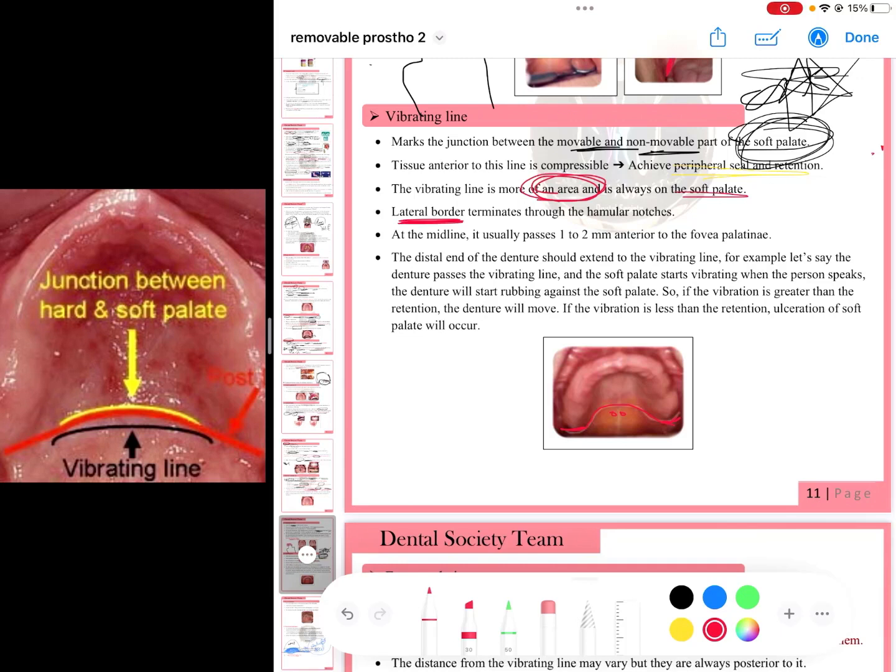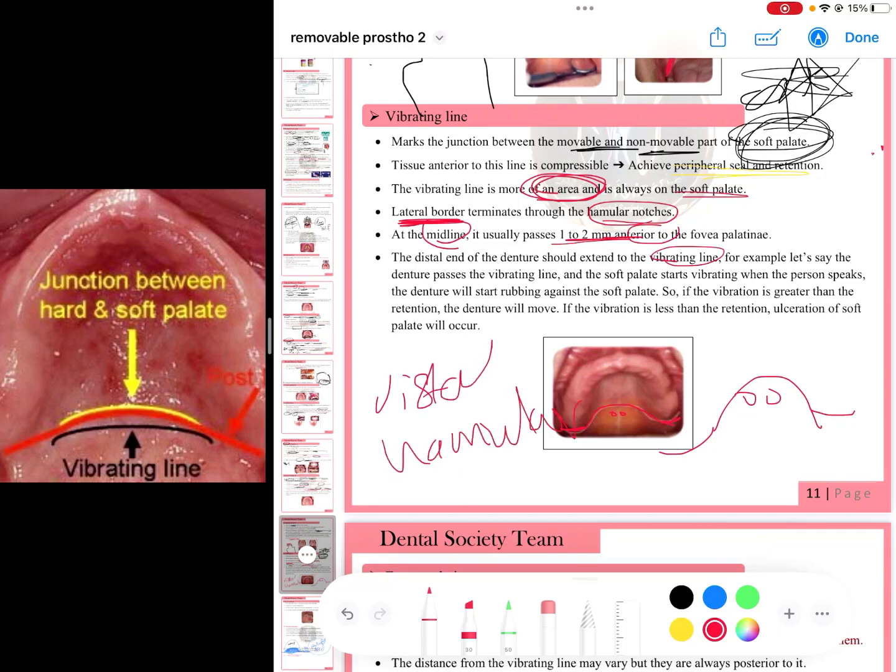So the lateral border of it ends at the hamular notch, and at the midline, it's 1 to 2 mm anterior to the fovea palatini. So the distal end of your denture must finish at the hamular notch and the vibrating line. This is your posterior or distal end. I told you before the distal end is the hamular notch, plus the vibrating line that we have now drawn or specified. And the soft palate starts vibrating when the person speaks.